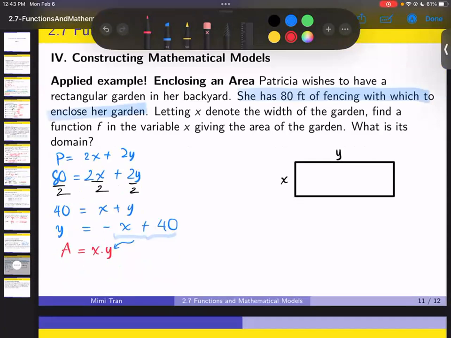Instead of a, I'm going to replace it with f of x, because now it's a function of x. So x times, instead of y, is going to be negative x plus 40. Let me rewrite this.